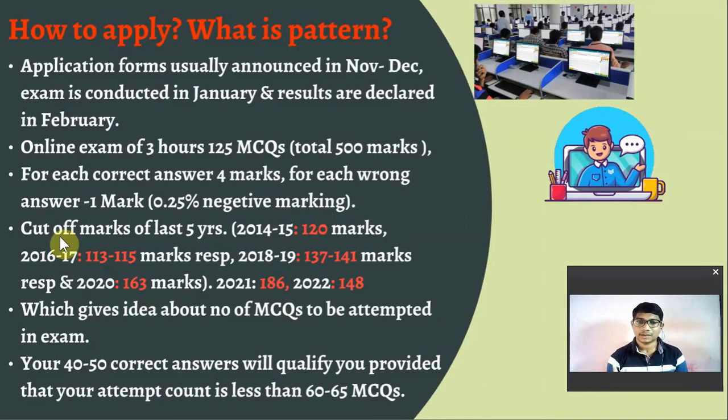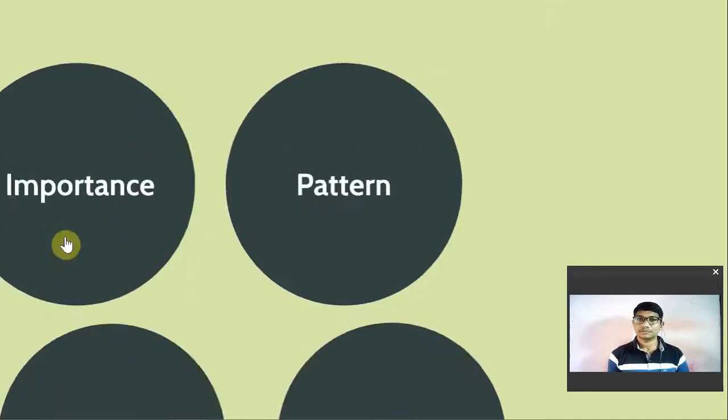But if you have attempted 60 MCQs and 20, 25 or 30 MCQs out of that are wrong, then you are not going to get qualified. See here, accuracy is very important. You should have 90% accuracy. See the next point now.